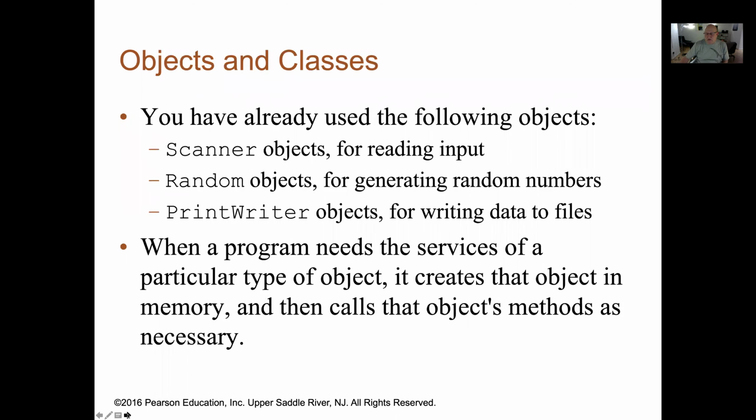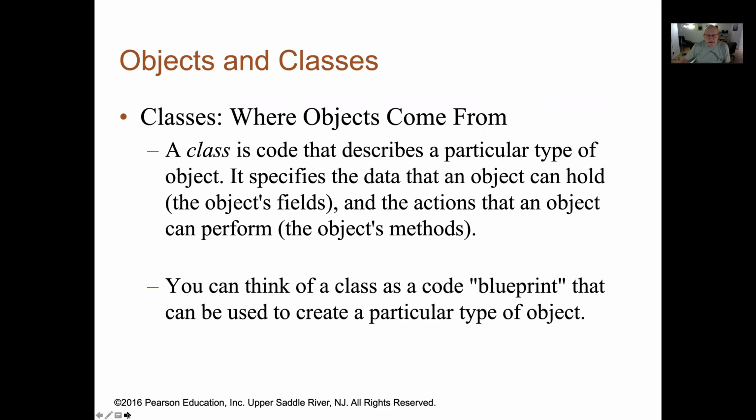When a program needs the services of a particular type of object, it creates an object in memory and then calls that object's methods as necessary. Classes. Classes are where objects come from. A class is code that describes a particular type of object. It specifies the data that an object can hold, the object's fields, and the actions that an object can perform, the object's methods. You can think of a class as a blueprint that can be used to create a particular type of object.